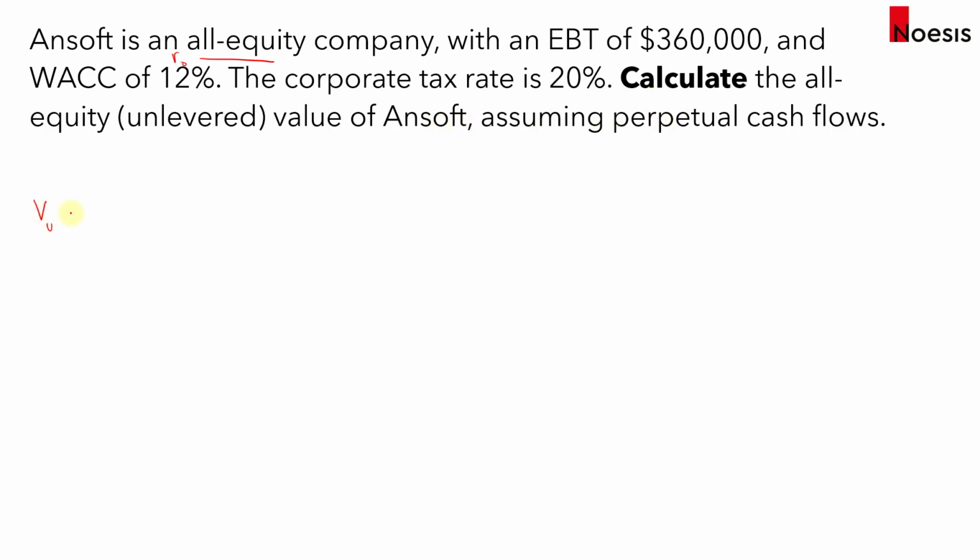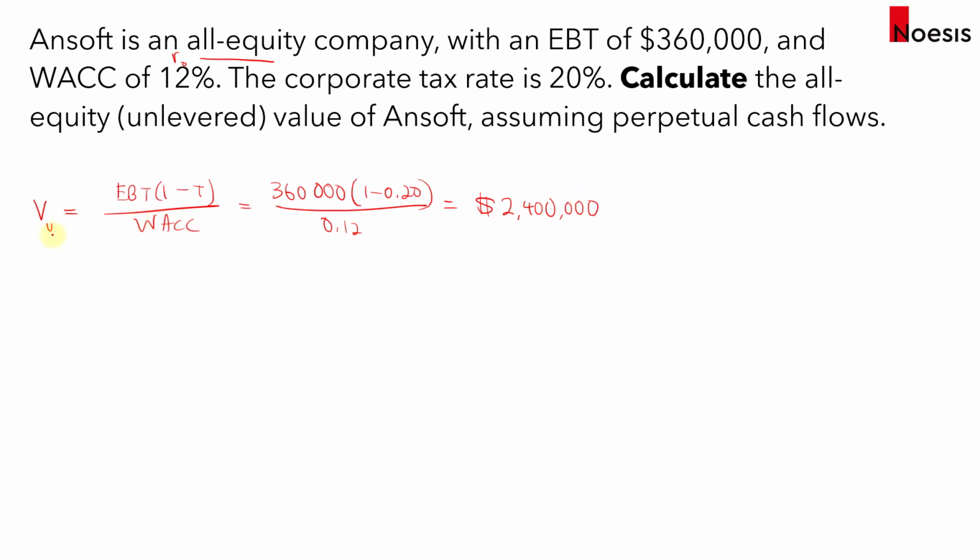So in this case, V sub U will be the EBT times 1 minus tax rate over WACC. And EBT here is 360,000 times 1 minus 0.2 for 20%, divided by 12%. So the unlevered value of Ensoft will be equal to 2.4 million.